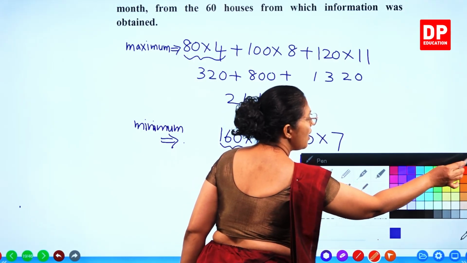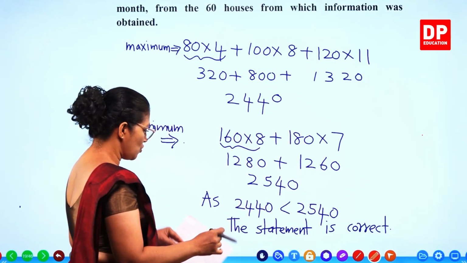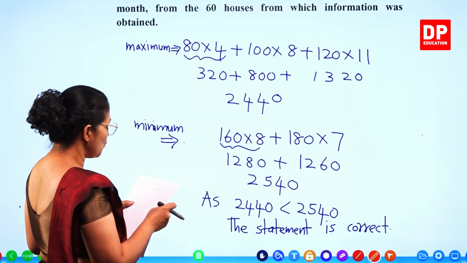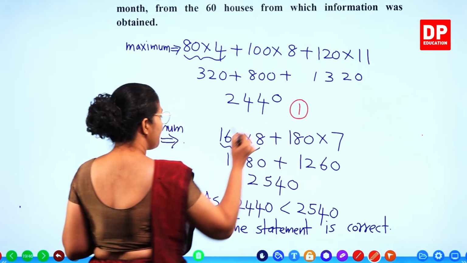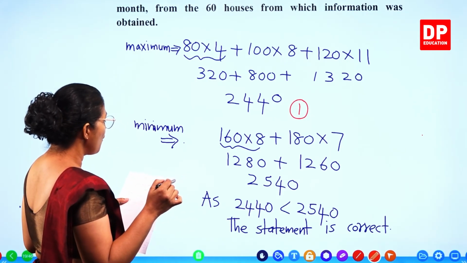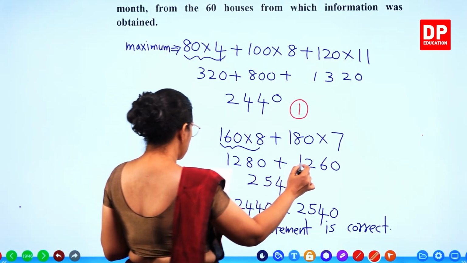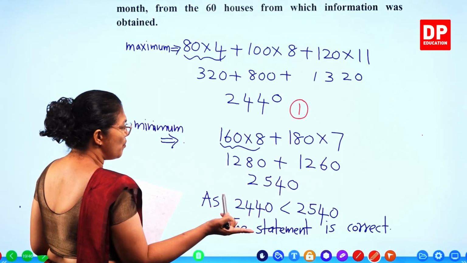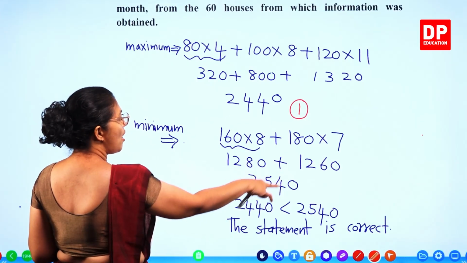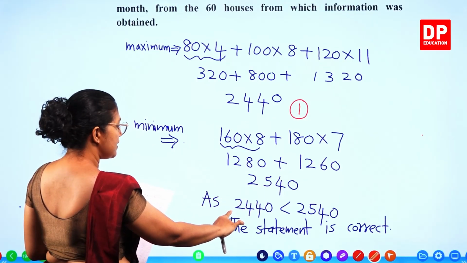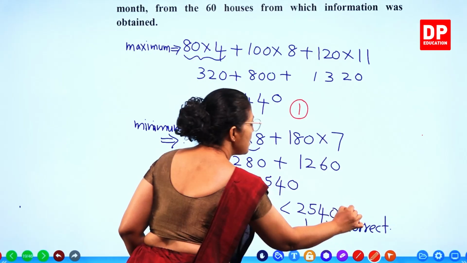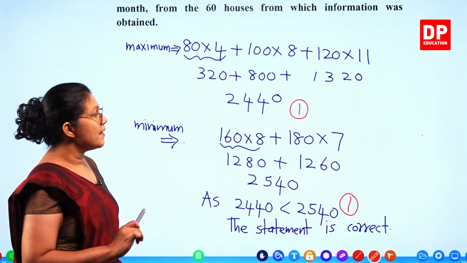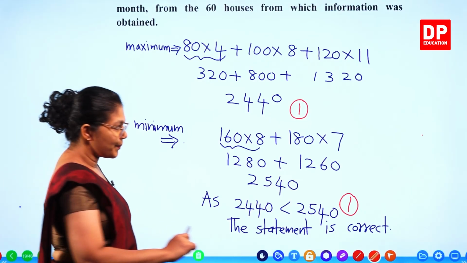So let's see how many marks you get for this part. So the last part, finding maximum number of units, 2440, just 1 mark. And for the minimum number of units, 2540, that's 1 mark. And altogether just 2 marks for the whole question. So 1 mark for both calculations and showing that this is less than this and the statement is true, we can give 1 mark. So we have given altogether 10 marks for this question.